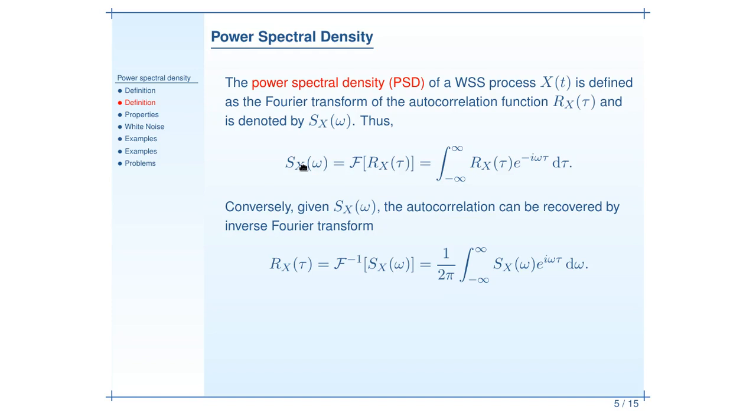And whenever you have a Fourier transform, you also have an inverse Fourier transform. And the inverse Fourier transform of power spectral density gives you the autocorrelation function back. So this is a Fourier transform pair. That means the autocorrelation function and power spectral density are Fourier transform pairs.